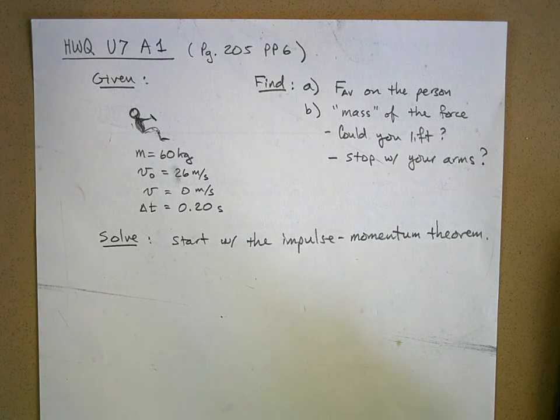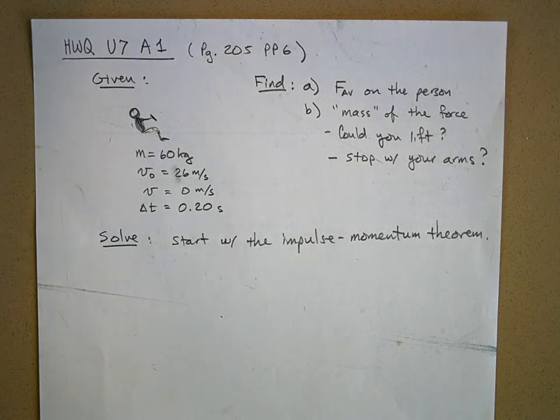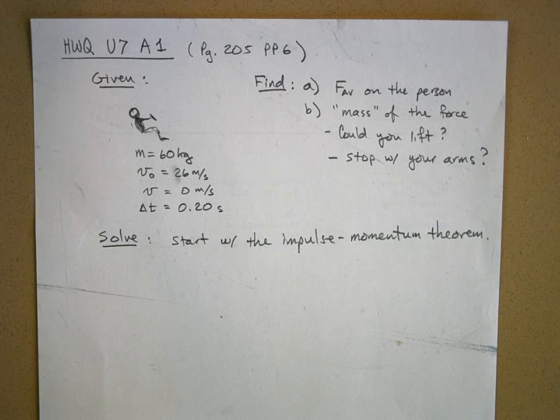So here we have practice problem number 6 on page 205. I'll read the problem. A 60-kilogram person was in the car that hit the concrete wall in the example problem. The velocity of the person equals that of the car both before and after the crash. And the velocity changes in 0.2 seconds. Sketch the problem. And A, what is the average force exerted on the person?